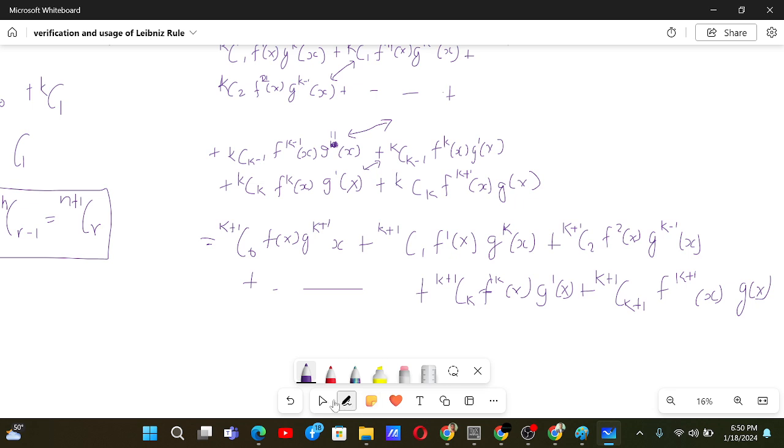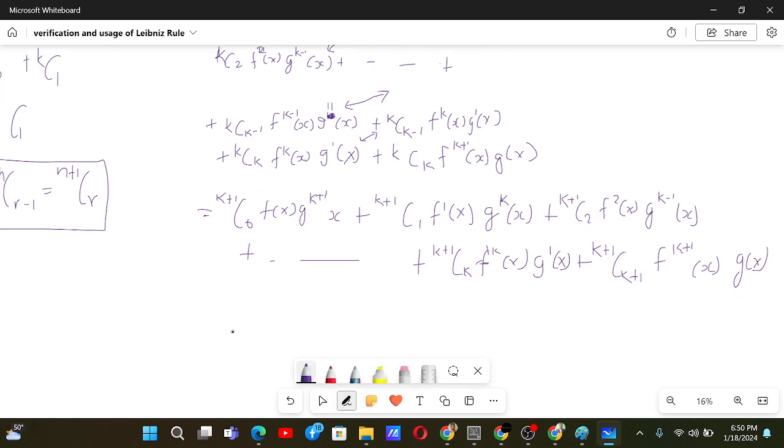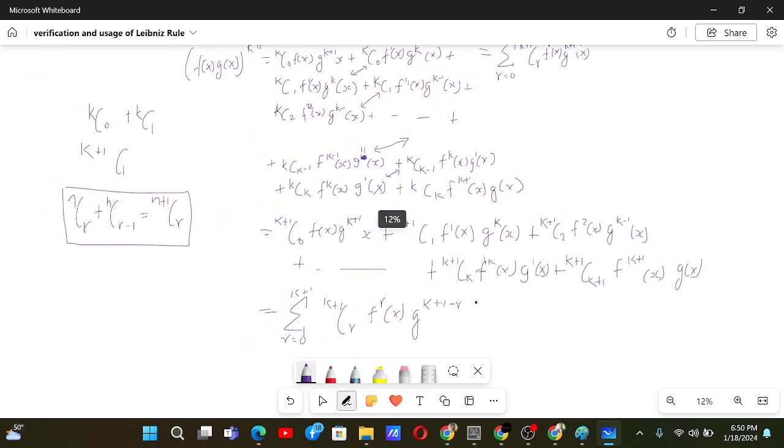Now this is just the sum that we wanted. This is just the sum from r equals 0 to k plus 1, k plus 1 cr, and we have f of rx and g of, we just have the same thing, k plus 1 minus r. Here's k plus 1 minus 0, k plus 1 minus 1, k plus 1 minus 2. Oh yeah, we have proved.